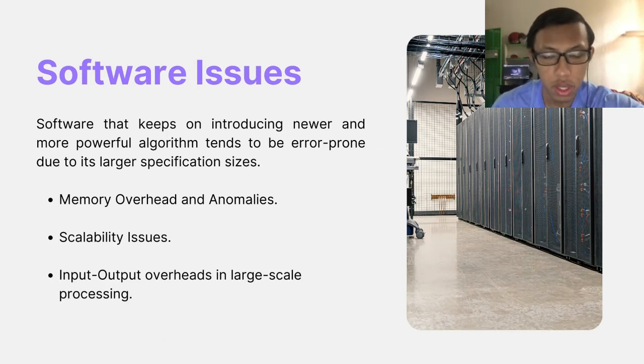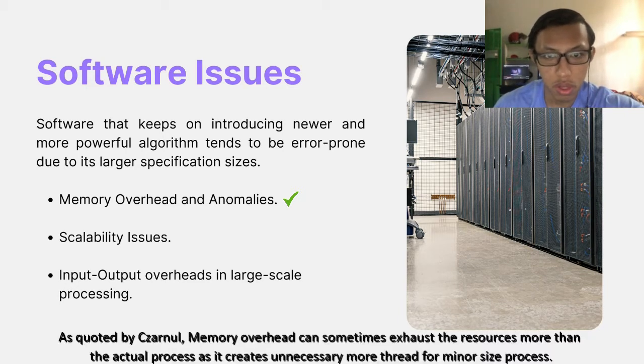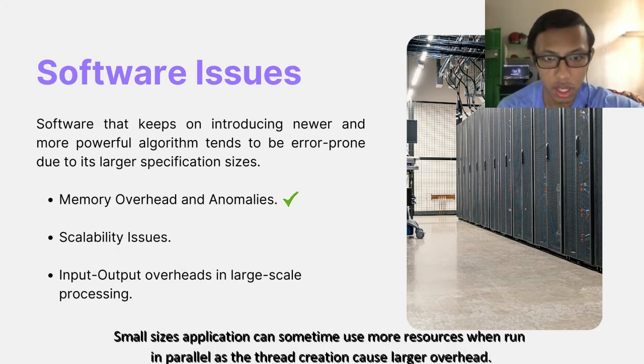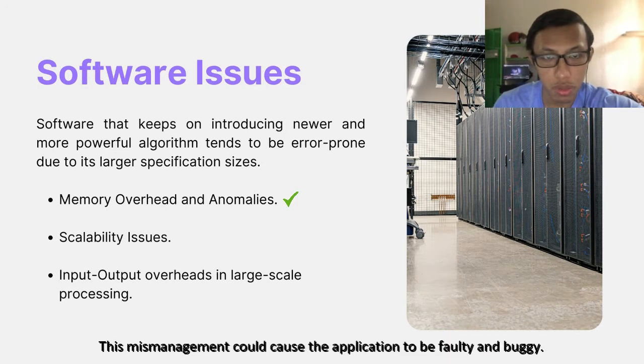of the computers. So the first minor issue regarding software is memory overhead and anomalies. As quoted by Hazman, memory overhead can sometimes exhaust more resources than the actual process, as it creates unnecessary more threads for minor size processes. Small applications can sometimes use more resources when run in parallel, as thread creation causes larger overhead. Memory anomalies occur in specific software, as memory management is mostly under programmer jurisdiction, so mismanagement of this memory could cause the application to be faulty and buggy.